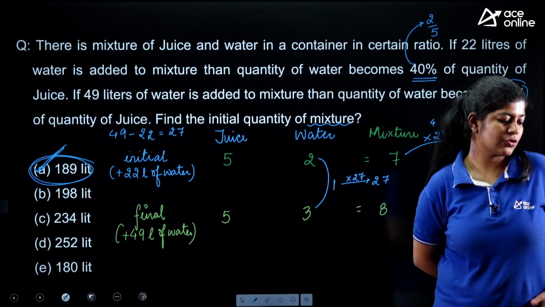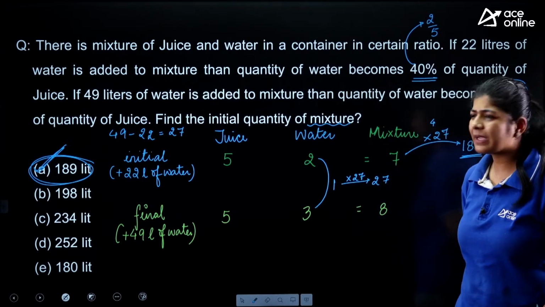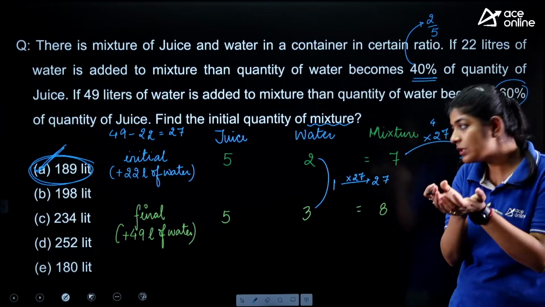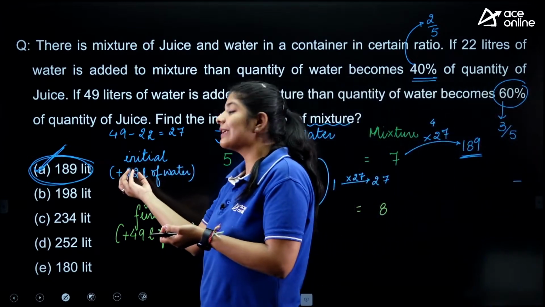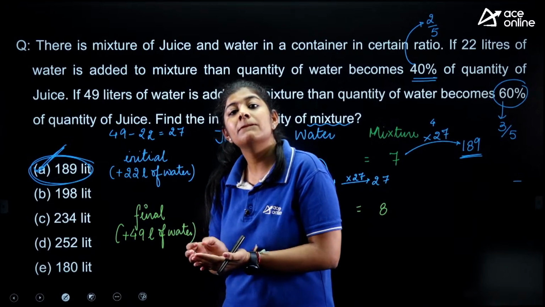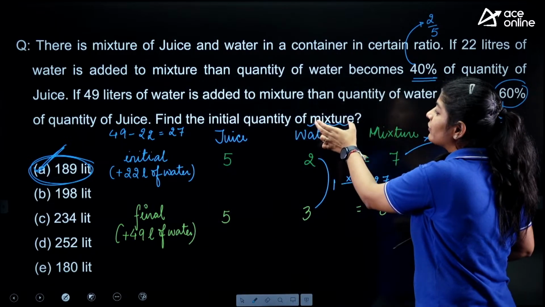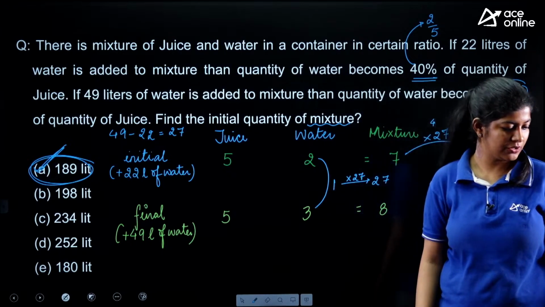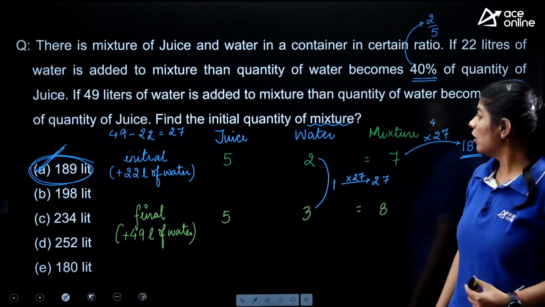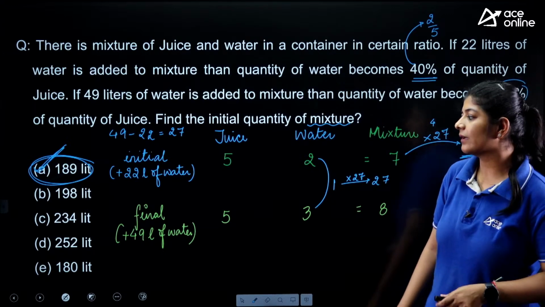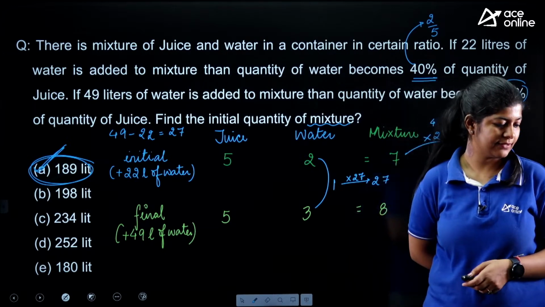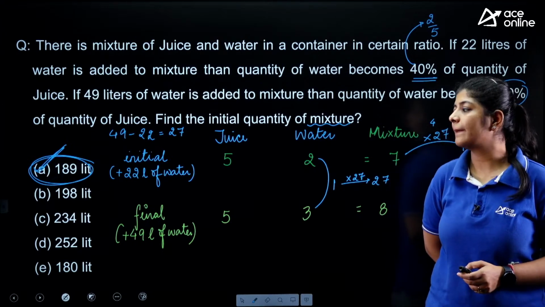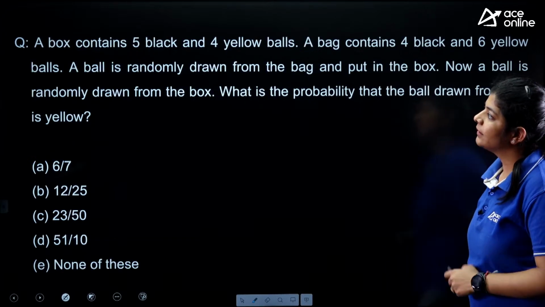After adding water to the juice, it becomes a mixture. Initially we only have juice, and when we added this amount, it became a mixture. We had to find the initial quantity of the mixture. The correct answer over here is option number A, 189 liters. Next.